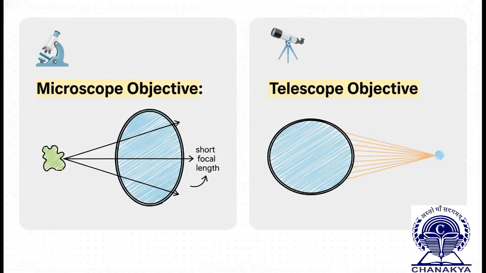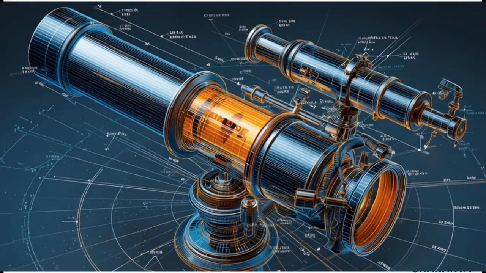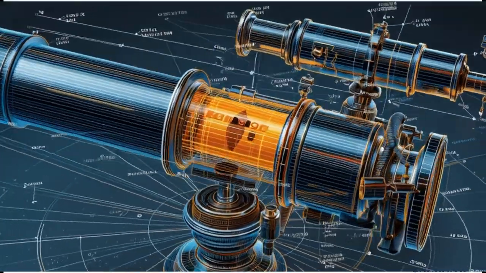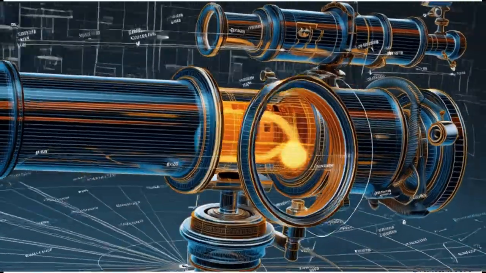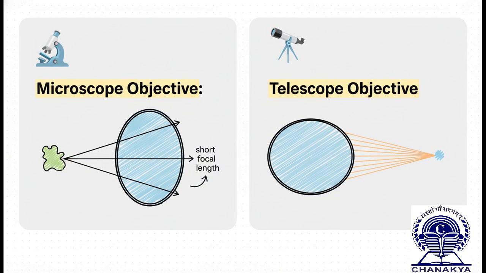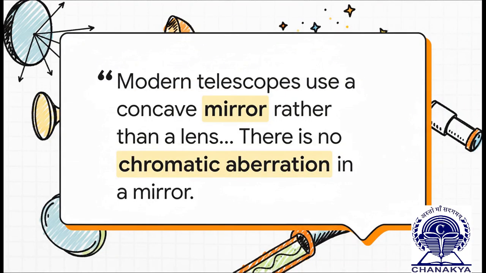So if you put them side by side, here's the one thing to remember. The microscope's objective has a short focal length to make a big image of something tiny and close. The telescope's objective has a long focal length to make a small but bright image of something huge but far away. It all comes down to what that first lens is designed to do. But what's really interesting is that the biggest, most powerful telescopes today, they've actually ditched the objective lens entirely. They use a giant concave mirror instead.